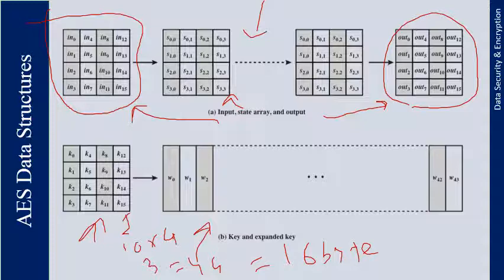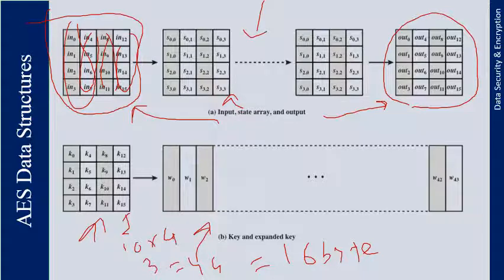Note that the ordering of bytes within the matrix is by column. So for example, the first 4 bytes of the 128-bit plaintext input to the encryption cipher occupy only the first column in the input matrix. Then the second 4 bytes occupy the second column, and similarly the third and fourth columns.